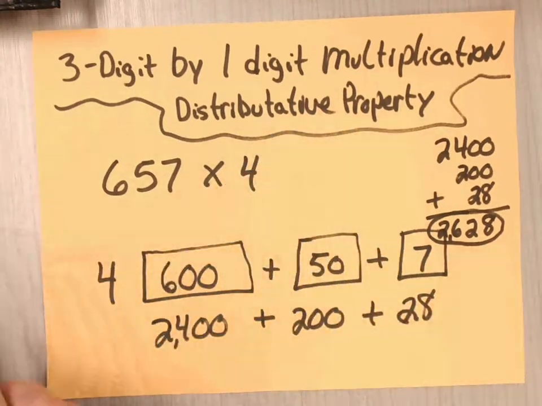Okay, so hopefully this helps you when you're doing 3-digit by 1-digit multiplication. This is the distributive property. This is just one way to do it. There are many other ways to multiply a 3-digit by 1-digit number, which I will show you at a later date.